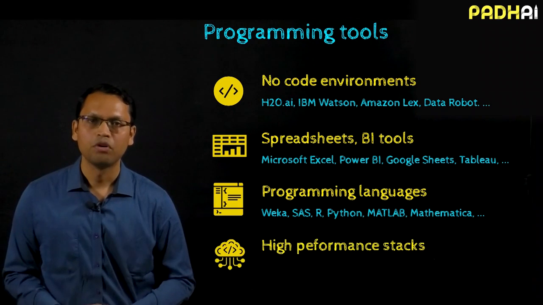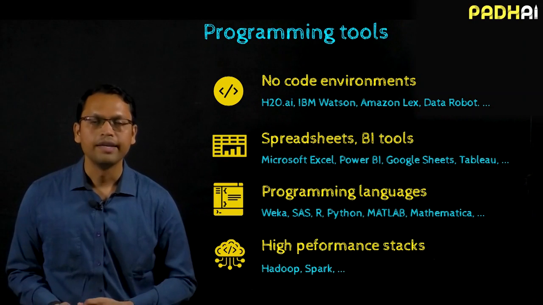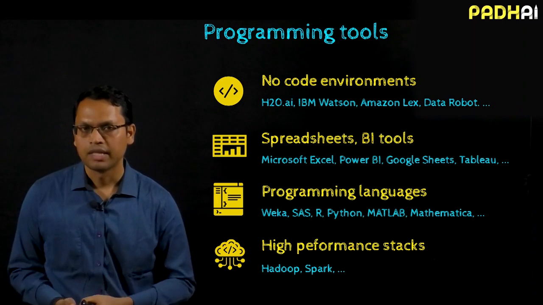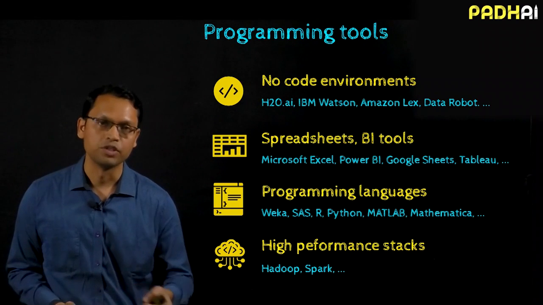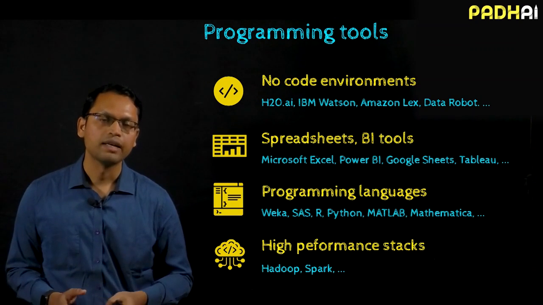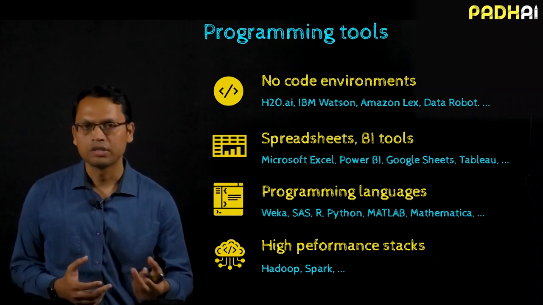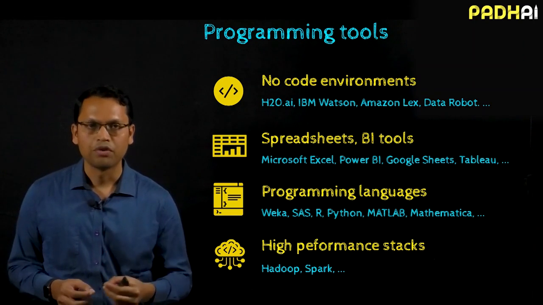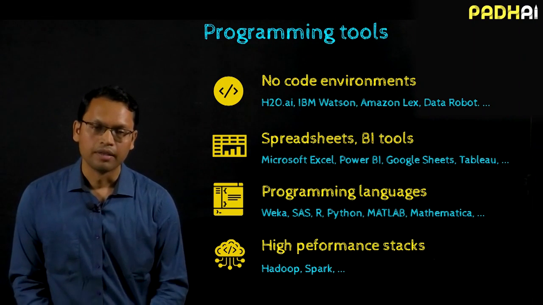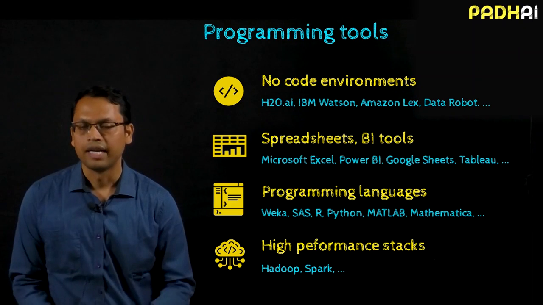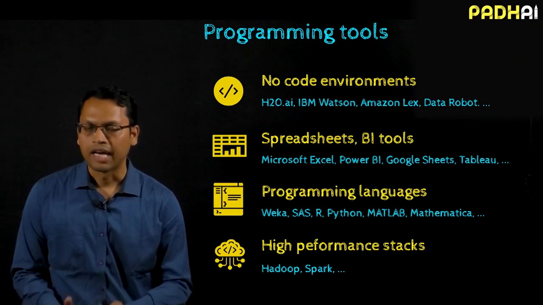Finally, you have high performance stacks where you need to ensure that the software you write runs at high performance in a highly distributed way. Good examples of this include Hadoop and Spark, where you can work on big data which has high volume and high velocity and still get good performance because you have parallelized it across many machines. This is again something that data engineers do and is probably closer to deployment and not as relevant for us in this course.